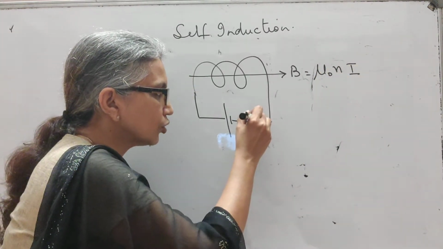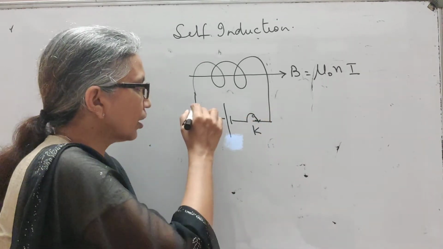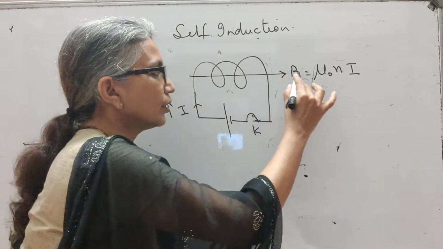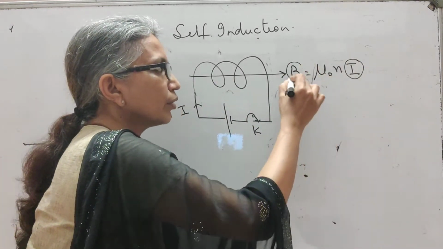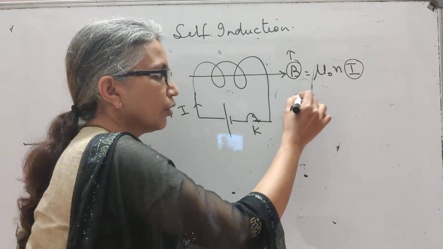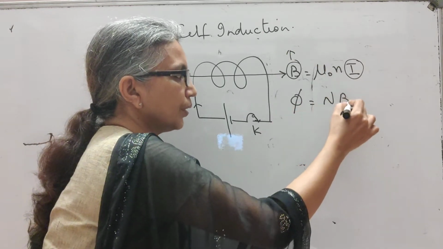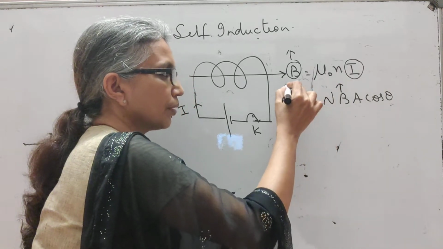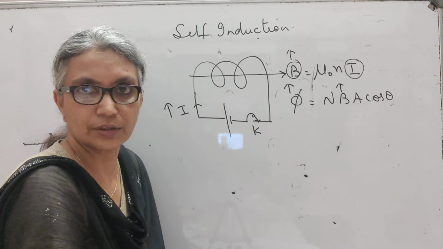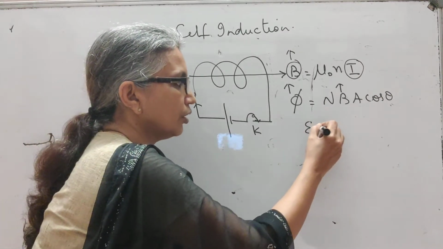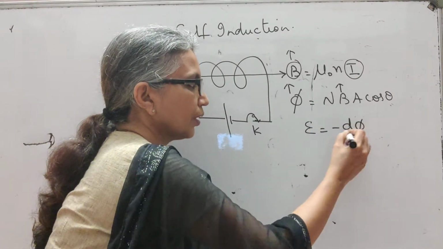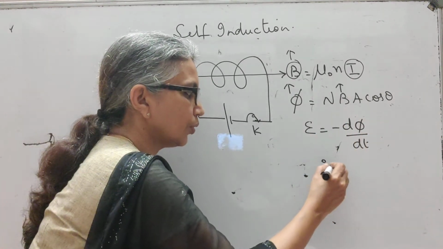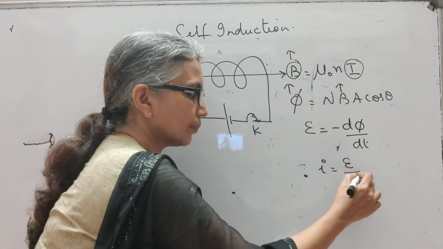Now as soon as I switch on the key, the current I suddenly increases. As the current increases, the magnetic field also will increase, and therefore flux equal to NBA cos theta. Because of an increase in magnetic field, there is an increase in magnetic flux, and therefore there will be an induced EMF, minus d phi by dt, because now the flux is increasing. And the induced current I will be given as E by R.